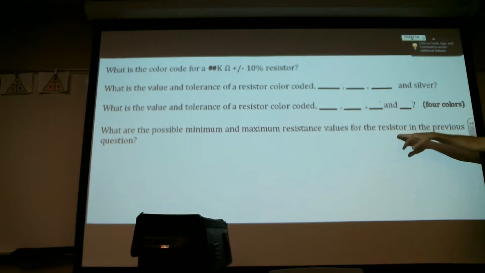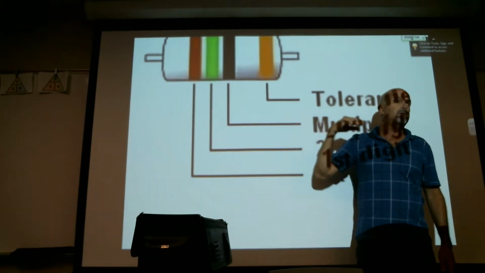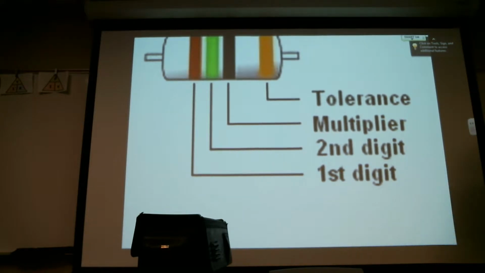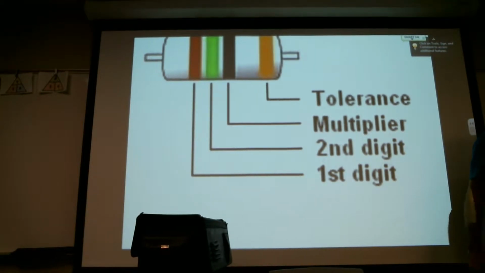Okay, what are the possible minimum and maximum resistance values for the resistor in the previous question? So you'll just give me a range: so many ohms to so many ohms. There's your typical one. I still have a few people having difficulty with the third band being black. Black is 0. The third band is the number of zeros. So if you have black, black is 0, which means 0 zeros. If it's brown, then you have a single 0. But I'm still getting people giving me a 0 to represent the black.